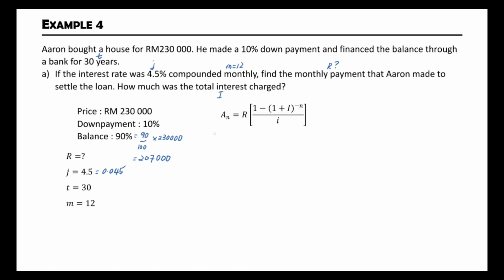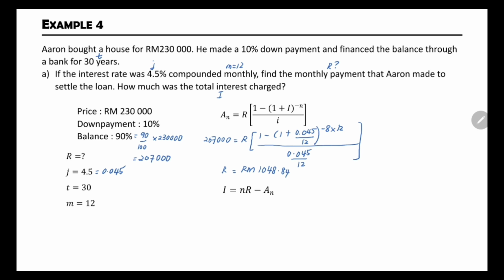And then AN equal to R times 1 minus 1 plus I, power of negative N over I. AN is amount of loan 207,000 ringgit. R is what we're looking for. 1 minus 1 plus I is J over M. T times M over 0.045 divided by 12. We have R equal to RM1,048 ringgit with 84.